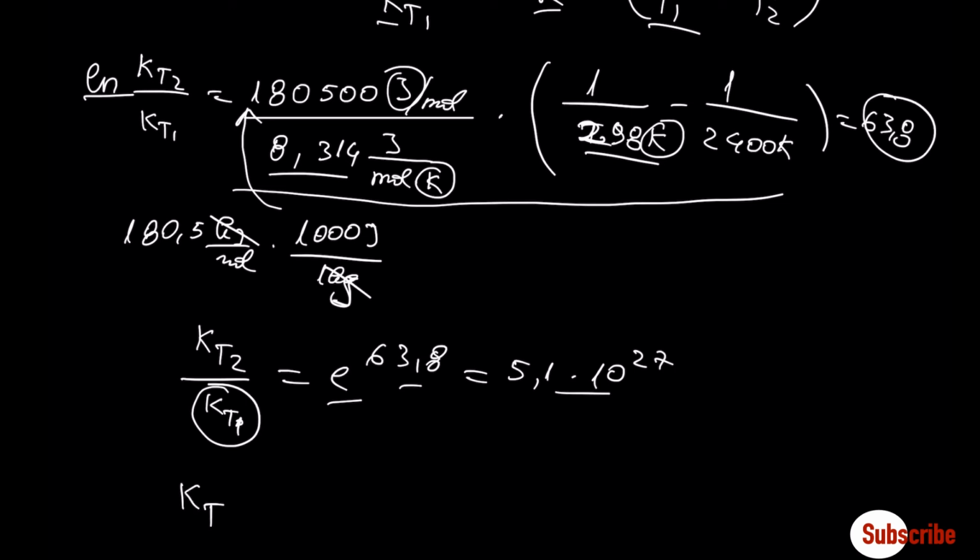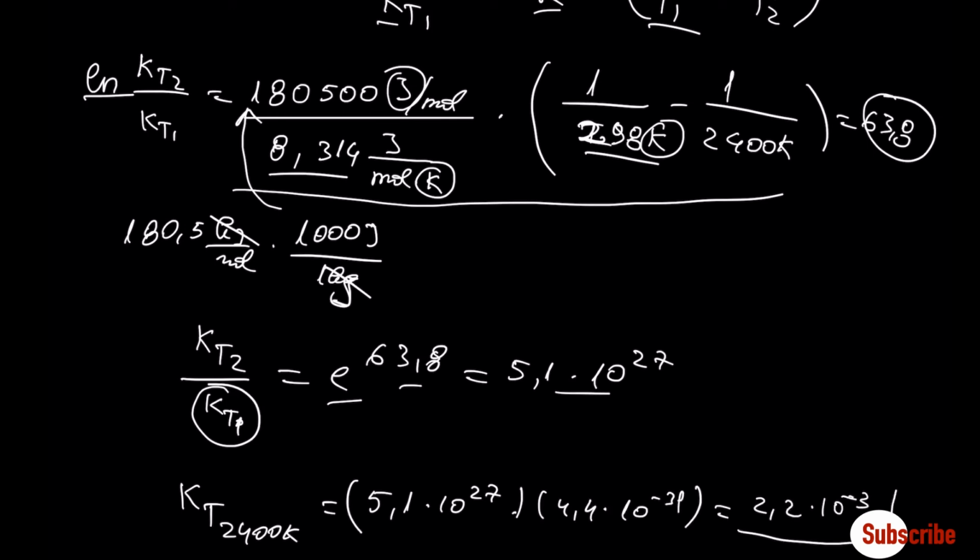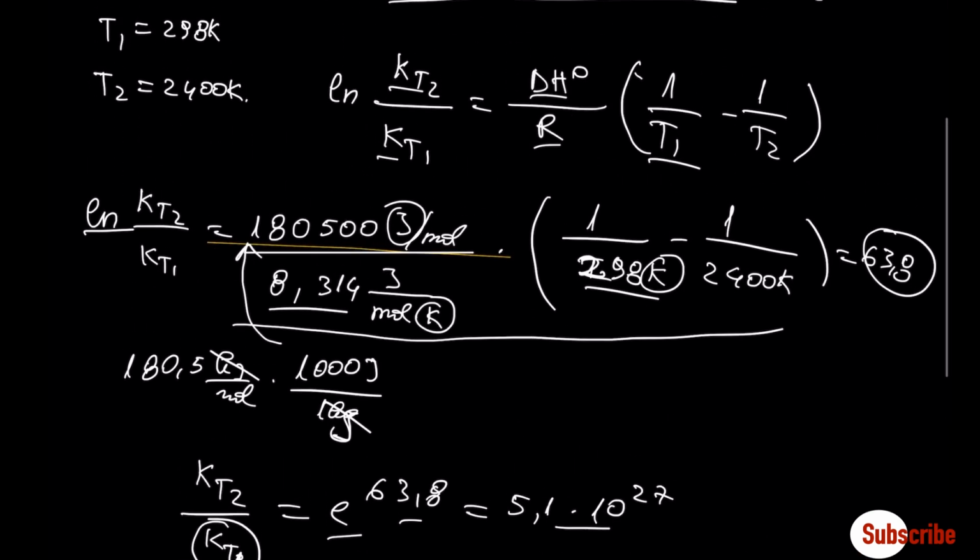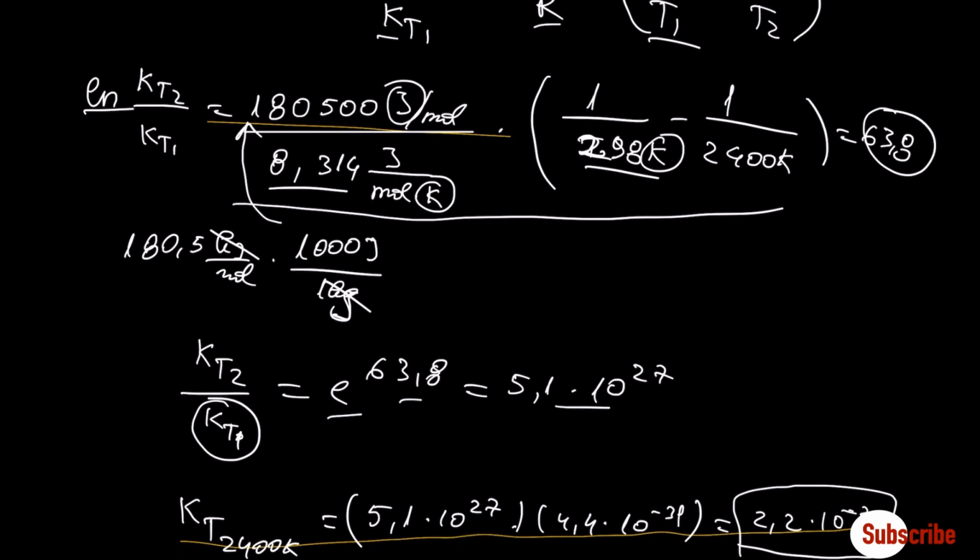We need the equilibrium constant at T2, or 2400 Kelvin. So it's 2.2 times 10 to the minus 3, which means that compared to the equilibrium constant at 298 Kelvin, which was 4.4 times 10 to the minus 31, it is way bigger. This is reasonable, because we are moving from 298 Kelvin to 2400 Kelvin. It is also reasonable because the reaction is endothermic.